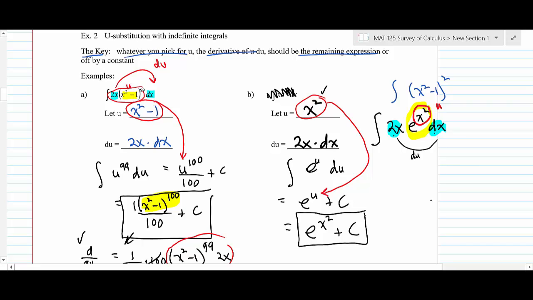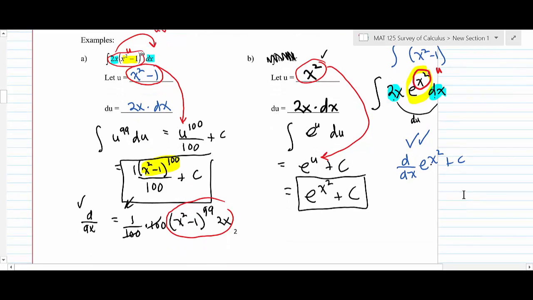All right, how would I find out if I'm right? Take a derivative. That's incredibly important. It's the way you ultimately understand all this stuff. So let's do a quick check. Let's do the derivative of e to the x squared plus c. Let's see if that takes us back to the beginning of the problem. What is that derivative?